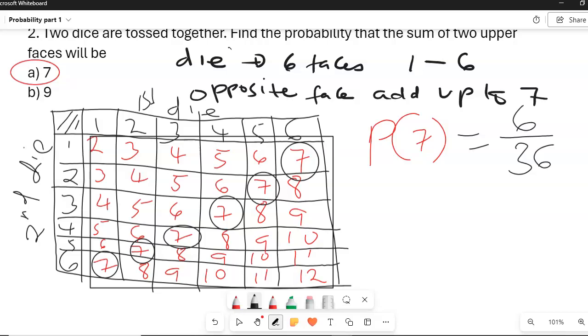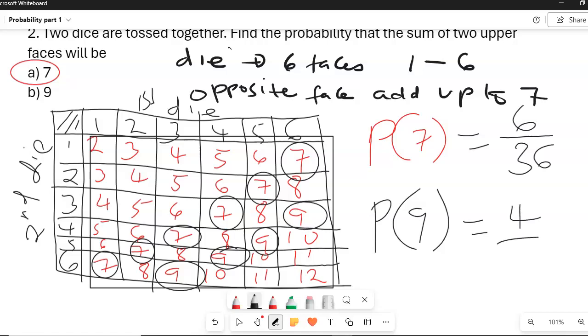Then part B is the probability of getting a sum of 9. So you're just going to count how many 9s we have in our outcomes. We have 1, 2, 3, 4. So this is 4 out of 36, and we can simplify this. The final answer is going to be the same as 1 over 9. And for the first case, 6 over 36 simplifies to 1 over 6. So that's how you can perform that probability for two dice being tossed together.